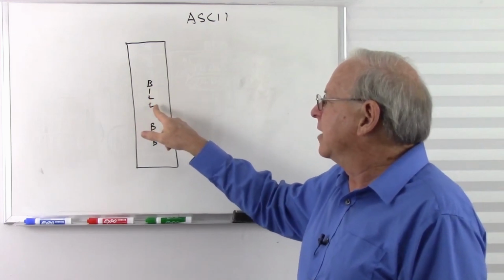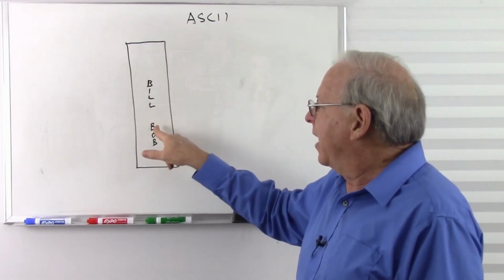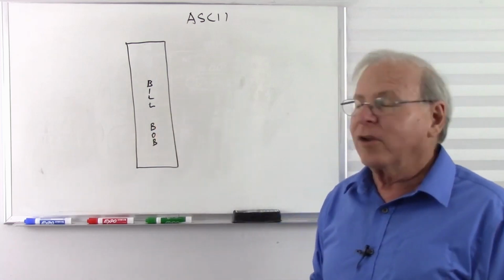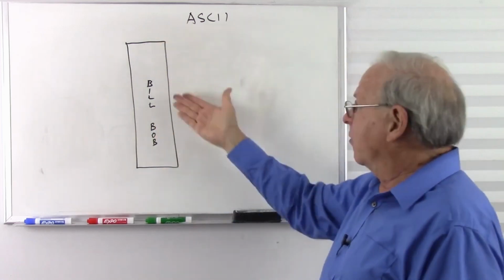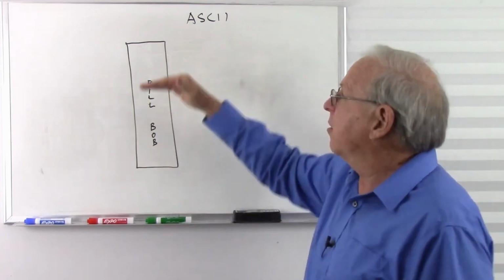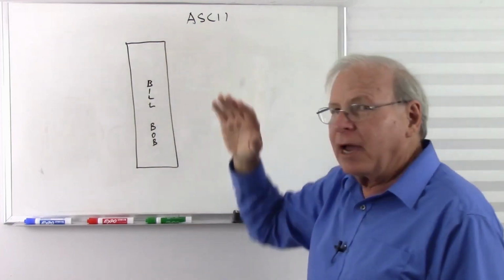Well, we have to check that. And eventually we find, okay, there's a B and an O and a B in sequence. Wow, I mean, we just take a quick look. Yeah, that's Bill, that's Bob. But the computer has to search byte by byte by byte. Now, there might be better ways to do it.